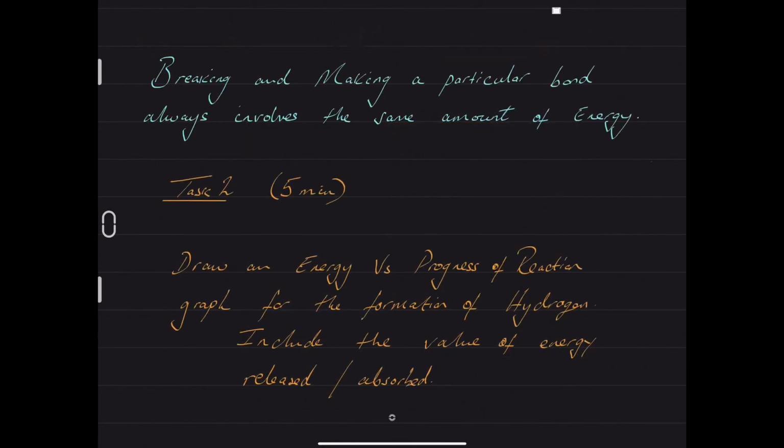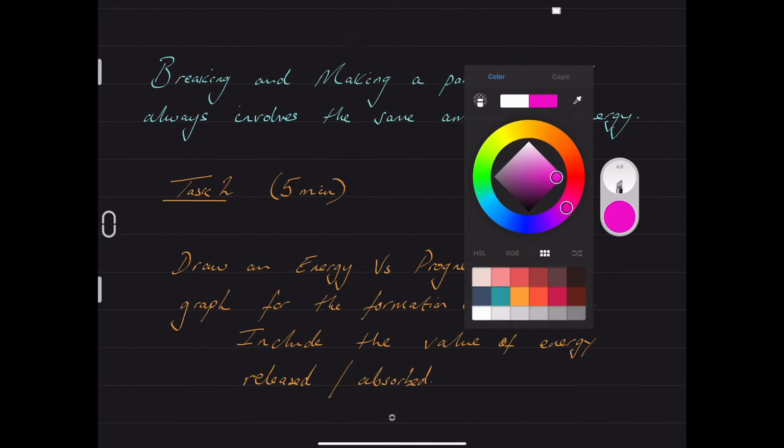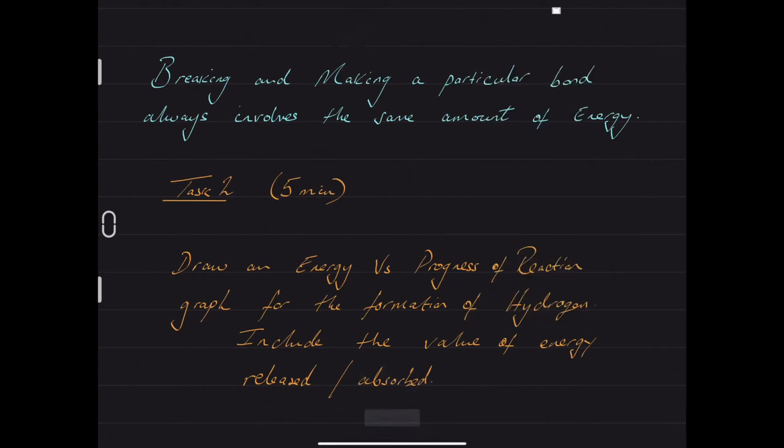Now we have another very important statement. This is that breaking and making a particular bond always involves the same amount of energy. So this statement is very important. What is being said is that breaking and making a particular bond always involves the same amount of energy.